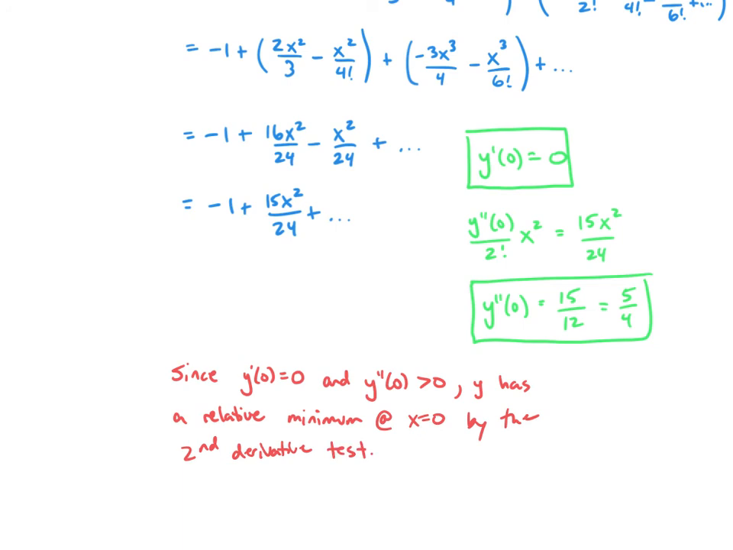And again, remember we talked about how the concavity, in this case, the second derivative is positive, therefore the graph of y is concave up. And since we have a critical point at 0 and the graph is concave up, that would then be a relative minimum. And that's the second derivative test.